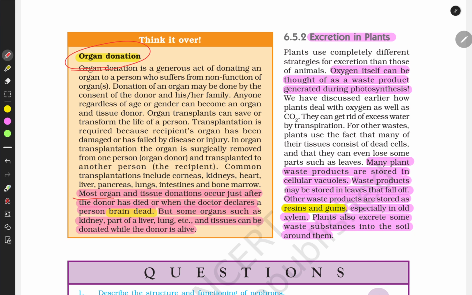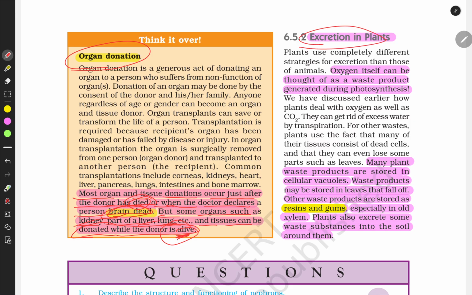Organ donation. Most organ and tissue donation occurs just after the donor has died, or when the doctor declares brain death. But some organs such as the kidney, part of the liver or lungs, and tissue can be donated while the donor is alive. So other organs can be donated after a person dies or is brain dead, but during a person's lifetime, the kidneys, liver, and lungs can be donated.